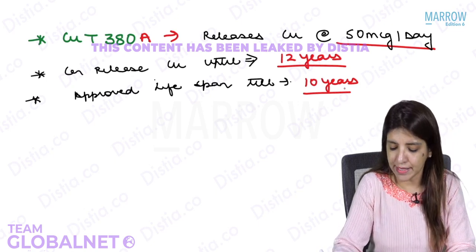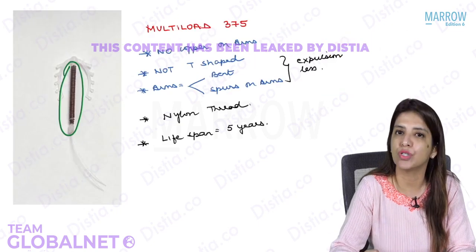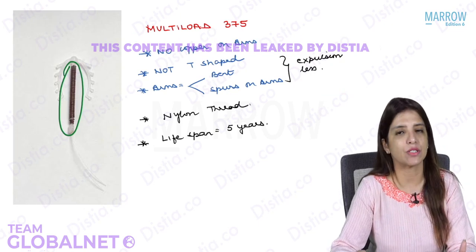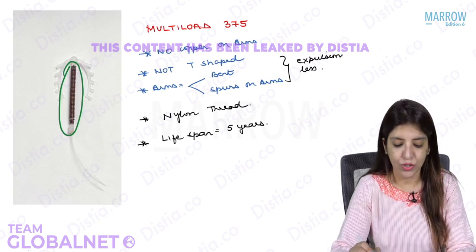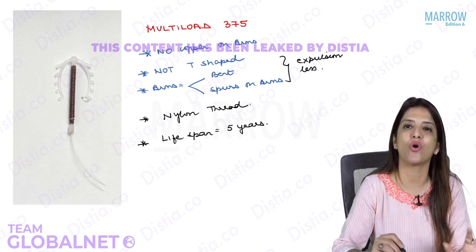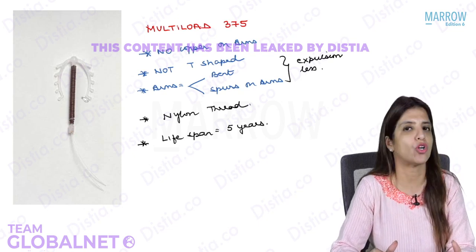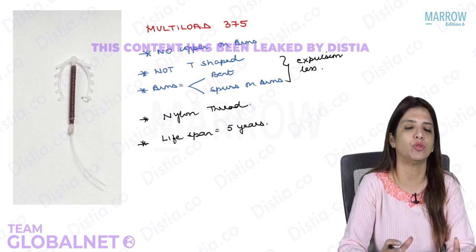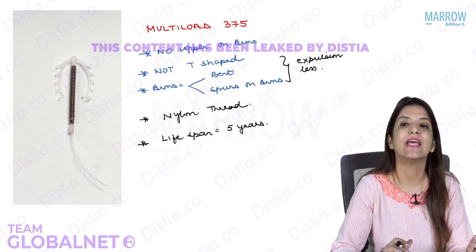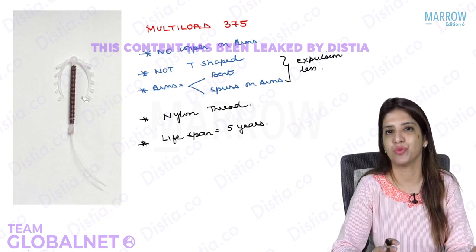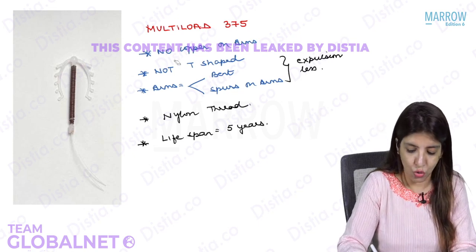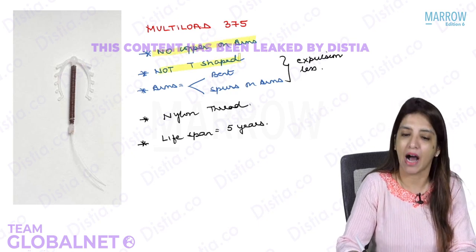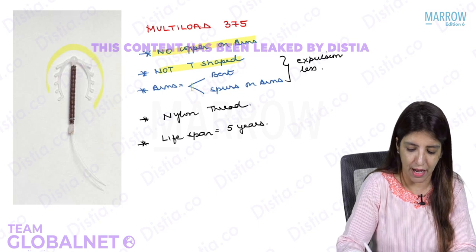Right? Then, as I was telling you, recently included in the National Family Planning Program is the multi-load device, that is multi-load 375. Now, typically, if you see over here, this is not a T-shaped device, right? So, it's not called T, right? And it doesn't have any copper on its arms, so there won't be any A also, right? Now, a very important thing to note over here is that it has no copper on its arms. Yes, it is not T-shaped, and its arms are bent. If you see, the arms are bent.